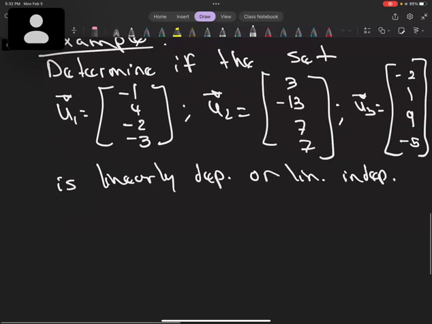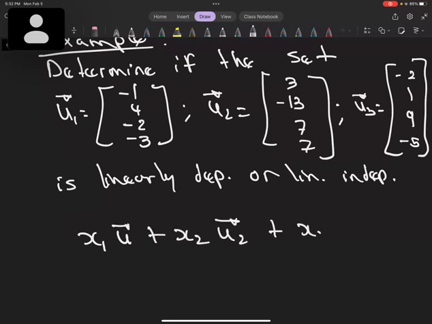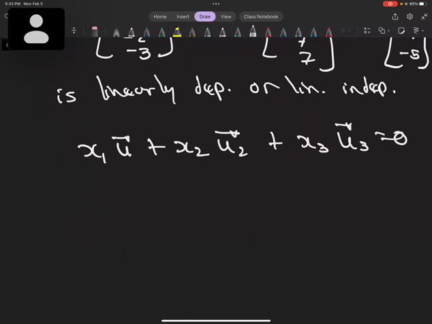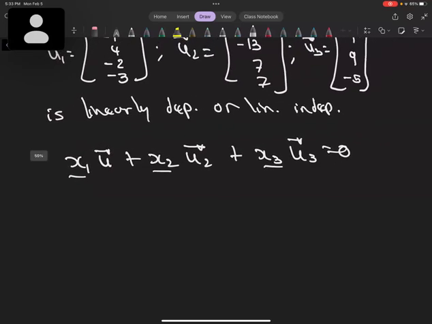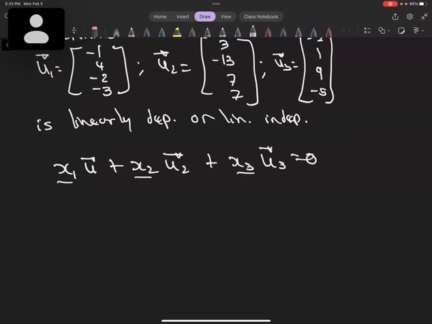So what you need to do is set up x1 u1 plus x2 u2 plus x3 u3 equals 0, and simplify the system and see if you can find a solution. If you can find x1, x2, x3 that make this equal to 0, then they are not linearly independent. If x1, x2, x3 have to be 0, they are linearly independent. Okay, so we put this in a system.